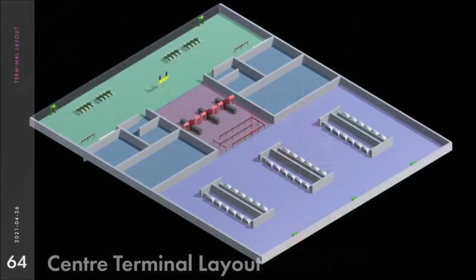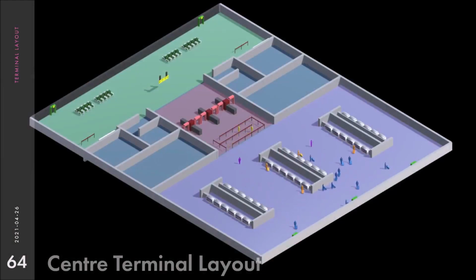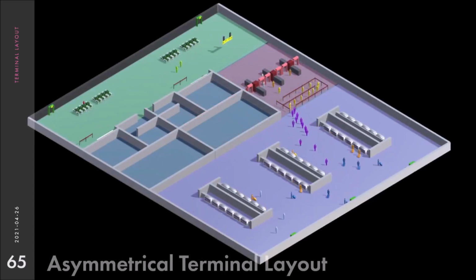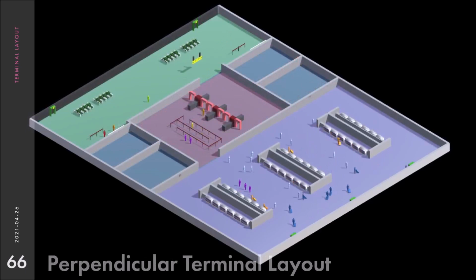This test was run using hundreds of passengers to get an average score for the layouts. This was also repeated for the asymmetrical layouts, and it was repeated for the perpendicular layouts, which gives a good sample of information to compare against.